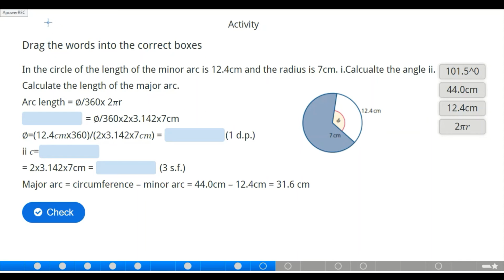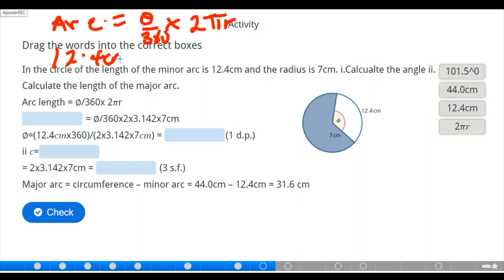So we've made mention that the arc length is calculated as what? Theta over 360 multiplied by the circumference, which is 2 pi r. They are already giving us that the arc length is 12.4 centimeters. And we have to look for the angle, which is theta divided by 360, multiplied by 2, multiplied by 3.142. The radius is what?